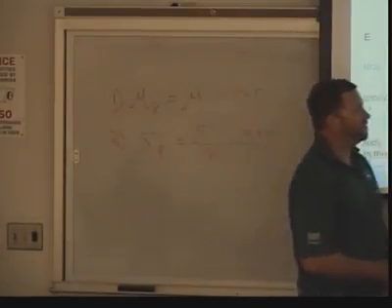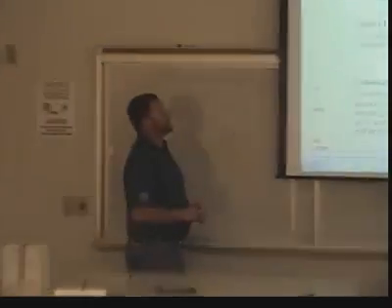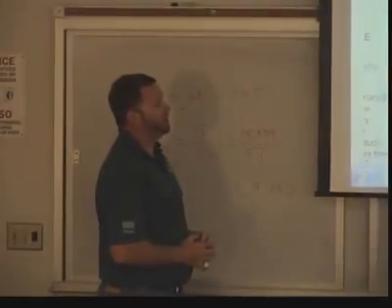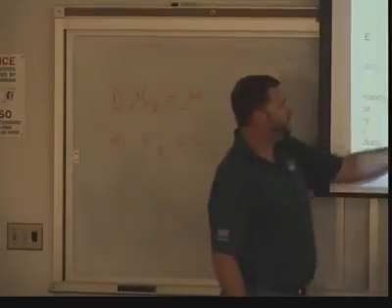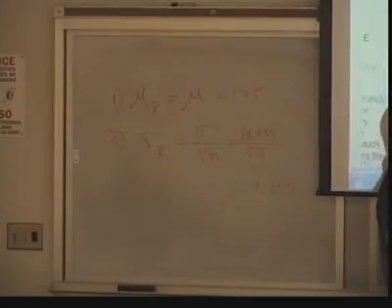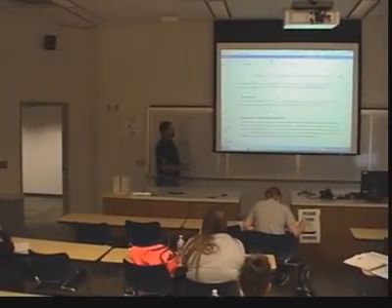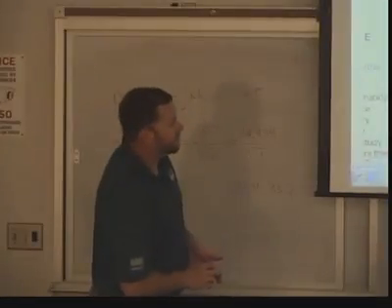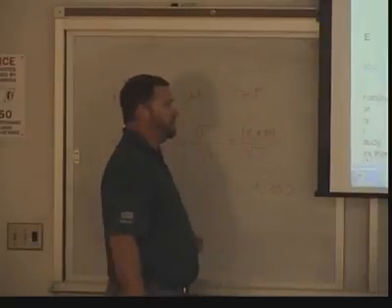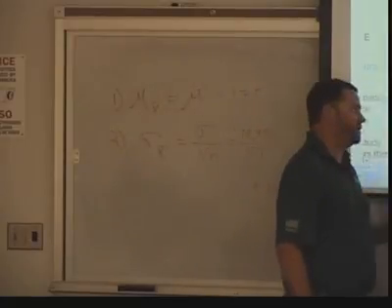Then, when n is sufficiently large, and we'll answer the question of what constitutes sufficiently large later on, the sampling distribution of x bar will be approximately a normal distribution with the means being equal and the standard deviation being the population standard deviation divided by the square root of n. The larger the sample size, the better will be the normal approximation to the sampling distribution of x bar. The bigger the n, the better approximation you get.